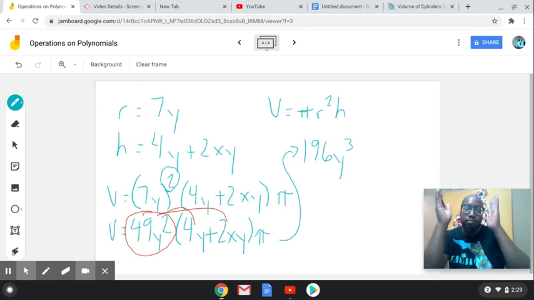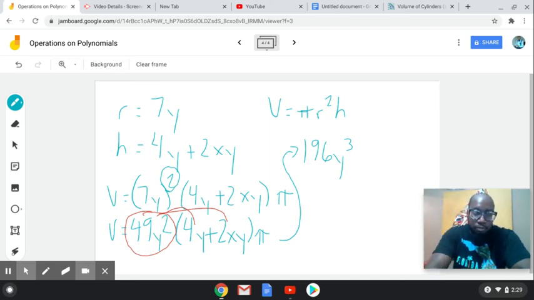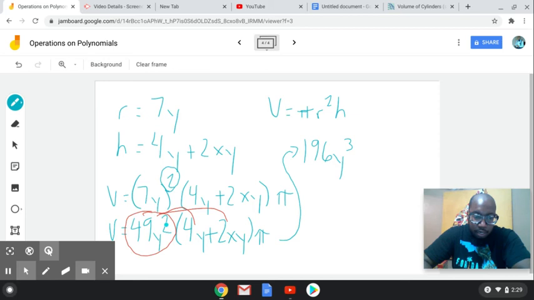So remember, when you have two variables with different powers and you're multiplying them, you just add the powers. This is a power of 2 right here, and this one is a power of 1. So 2 plus 1 is 3. And that's how we got the 3 right here.